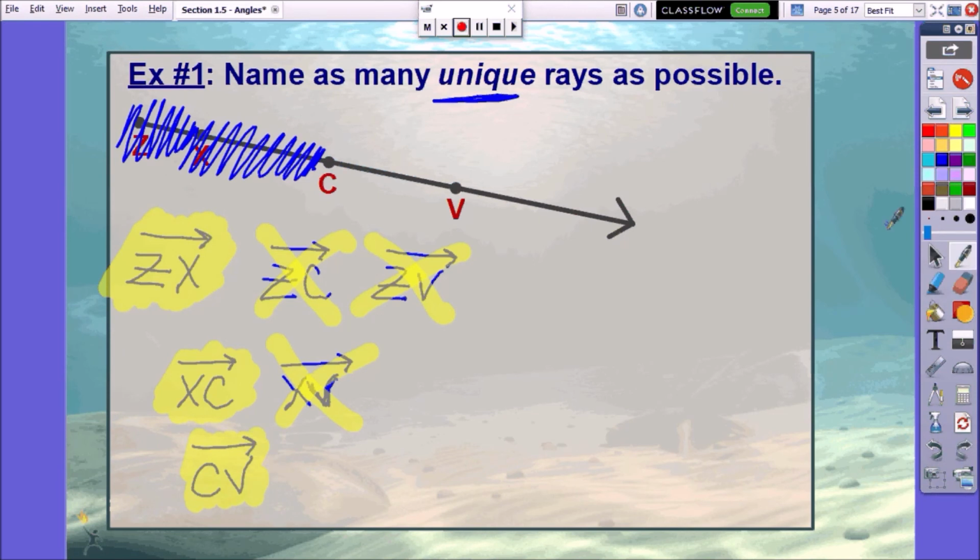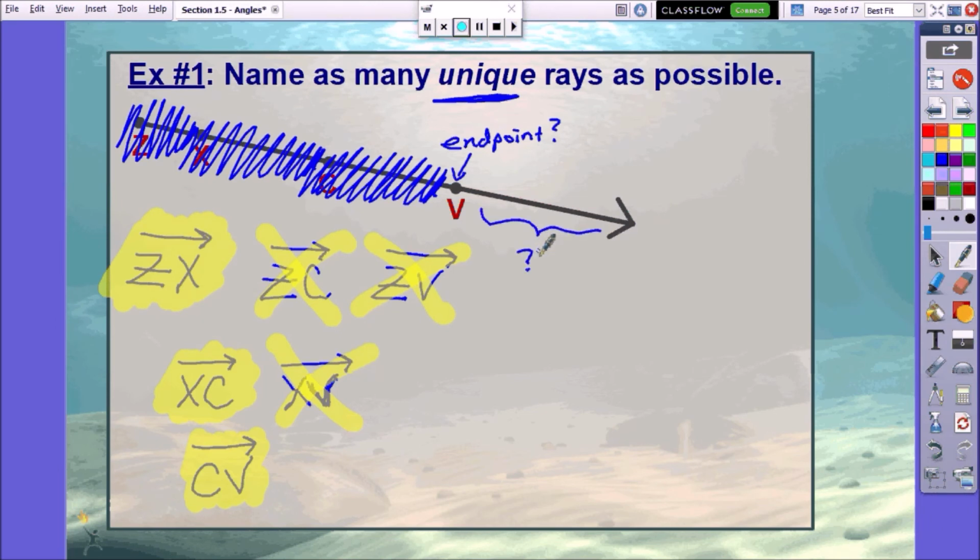Now the question boils down to, what if I ignored C and I started at V? What if V was my endpoint? Is that possible to now name a ray? Do I have a point defined between my endpoint and my infinity and beyond? And there is nothing defined here. So I can't have ray V question mark. That's not going to cut it there.